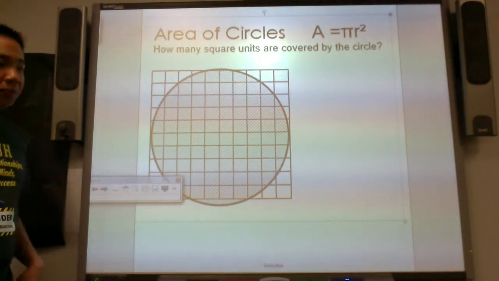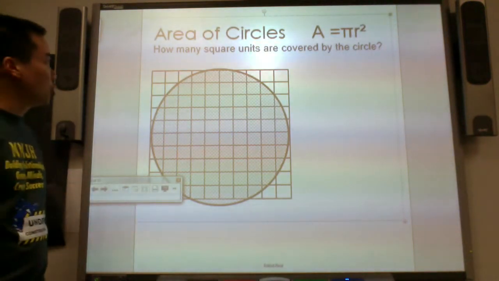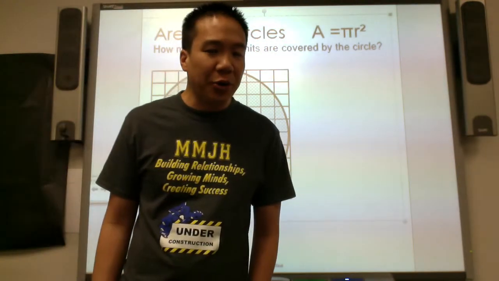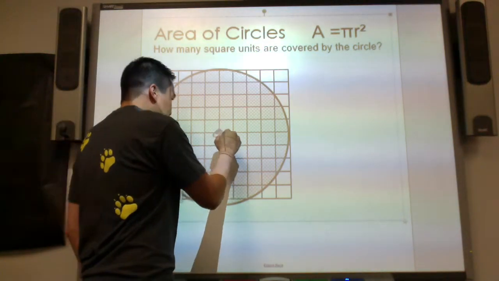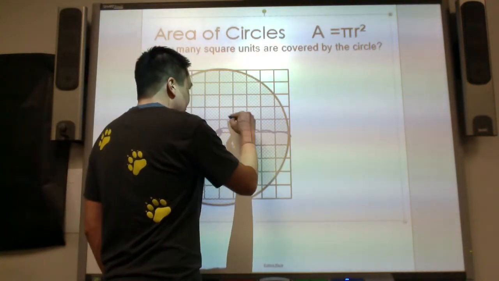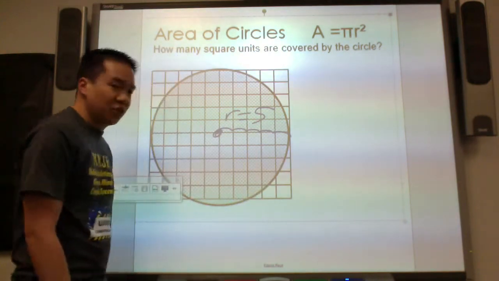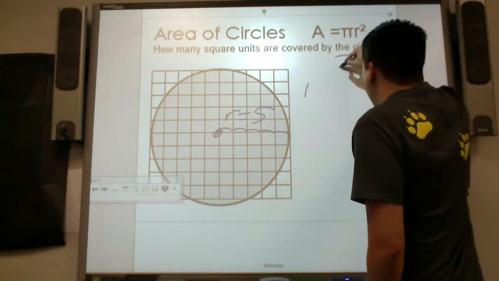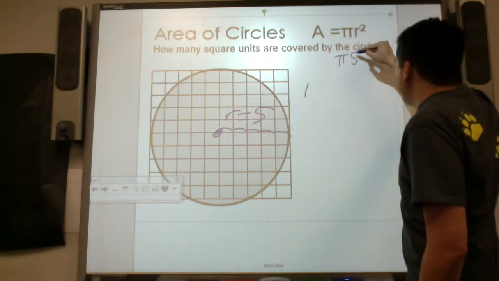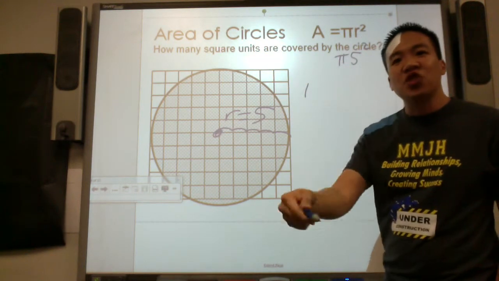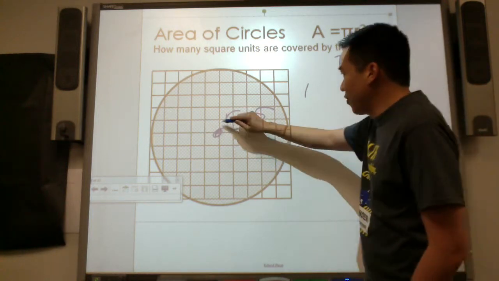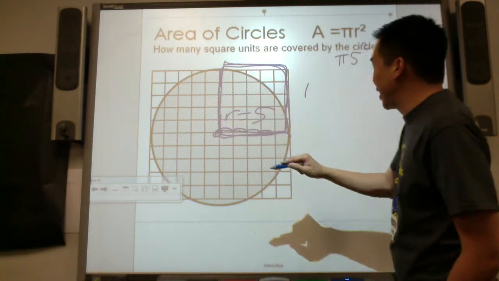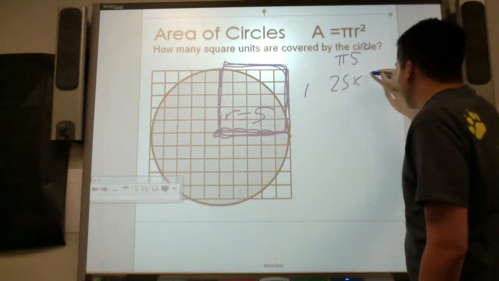This is a circle. Find how many square units are covered by the area. That's me. I'm covering it up, so I want to find the area of it. Well, here's the center. The radius is 5 units. So what's the formula again? Oh, pi r squared. So we have pi. What's the radius? 5 squared. What is 5 squared? So you can think of it as a square right here. What's 5 squared? It is 25 times pi.